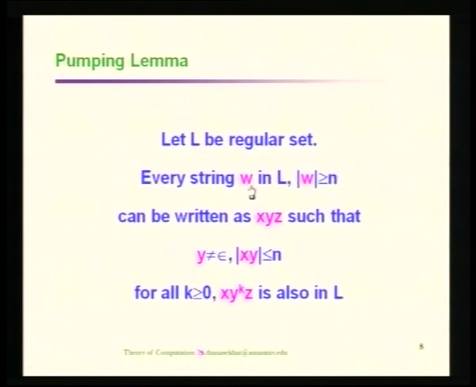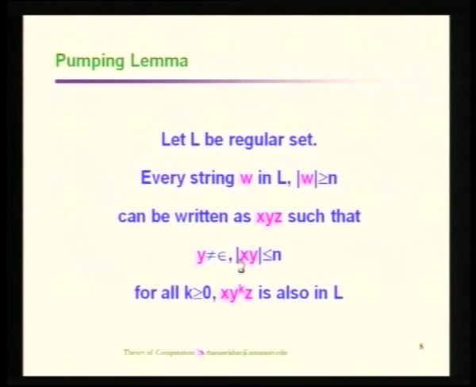Now, we can divide this w into 3 components x, y, z, such that the first condition is that the middle string, that is y, should not be equal to epsilon. If I take this y as epsilon, then visiting this y any number of times does not make any difference in terms of the string to be recognized. When y becomes epsilon, you can visit this y any number of times, but that does not make any difference; finally, we will get only x z. So, we have a condition that y should not be equal to epsilon.